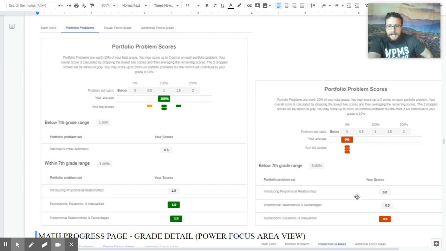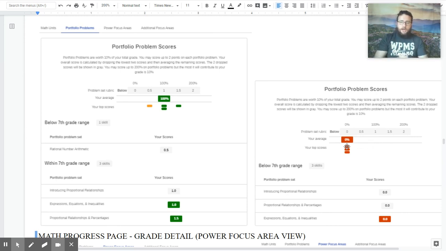Now, this student did not do any of the portfolio problems, and so it turns red, and that's going to hurt the student because they will get 0% and basically drop a whole letter grade in their overall math grade. That is really not a smart way to go, because why let a whole letter grade fall? Instead, look at the portfolio problem as a chance to improve your grade, a whole letter grade. Guarantee a letter grade.